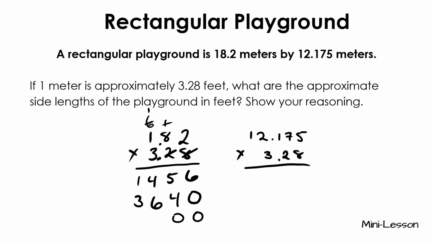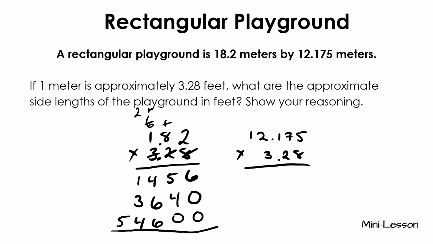3 times 2 is 6. Oh, I forgot to mark that. All right, we marked that up. 3 times 2 is 6. 3 times 8 is 24. Carry my 2. 3 times 1 is 3, plus 2 is 5. Don't forget to mark out the numbers as you finish.